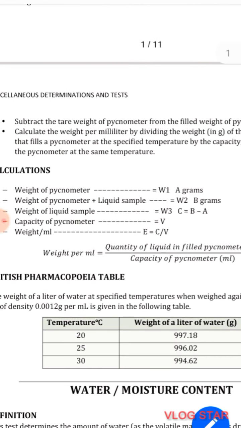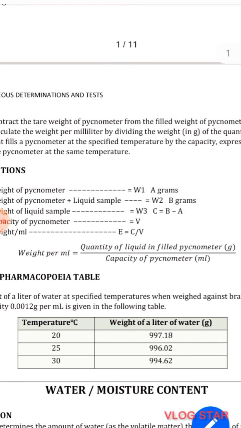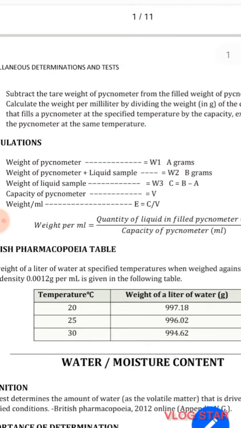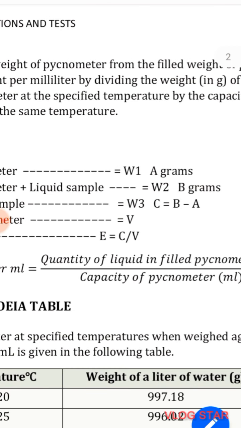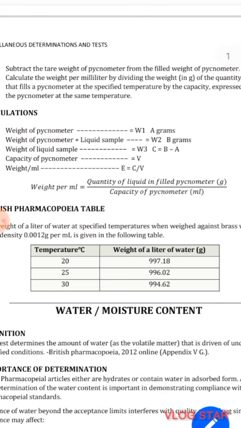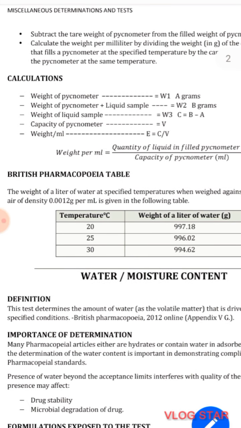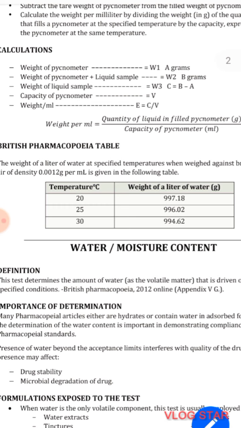After all this, you will come toward the weight per ml: the quantity of liquid filled by the pycnometer divided by the capacity of the pycnometer. In very short, we divide W3, C is equal to B minus A. When you find your value, compare it with the pharmacopoeia table.